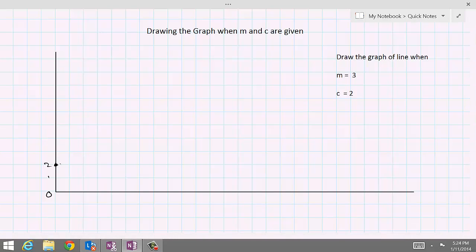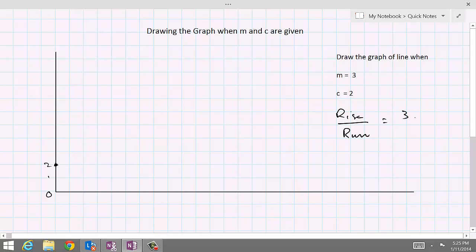Okay, now we want to see how we can use the value of m to determine the direction of the straight line. Now m, if you remember, is equal to rise over run, and that is equal to 3, and you know that every integer has a denominator of 1. So in fact m, the slope, can be written in this way: m, because it's rise over run, is equal to 3 over 1. So how much is the rise? The rise is 3, and how much is the run?